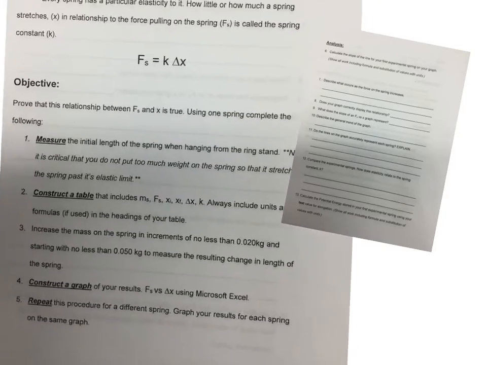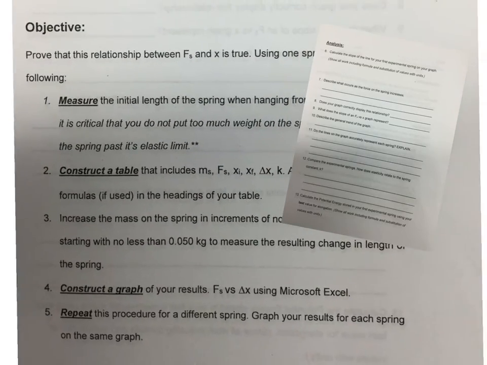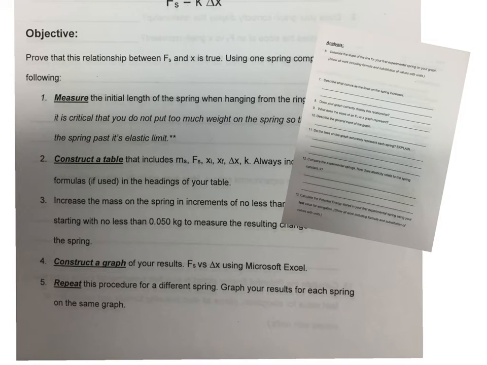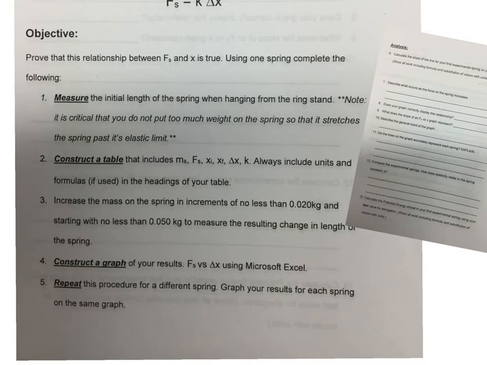So as you're doing the lab, you want to follow the instructions, obviously. And for constructing the table, you want to include the mass on the spring, convert that into newtons for the force on the spring, record your initial length of that spring, the final length of that spring for the mass that's on the spring, the change in length, which is the difference between final and initial, and then calculate spring constant using the formula at the top of your lab sheet.